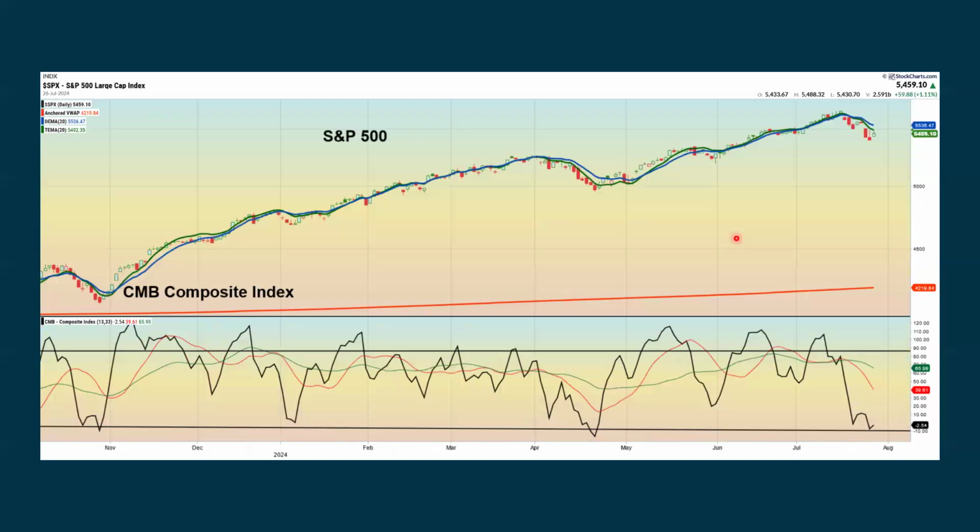Then we have a thing called the CMB Composite Index. This is supposed to be a standalone trading system, but I don't use it like that. I use this like an oscillator. And earlier in July, when we were screaming to the upside, we were getting extreme positive readings. Then as we wore that off, now we're seeing some pretty negative readings, but not enough to actually drop below this black line.